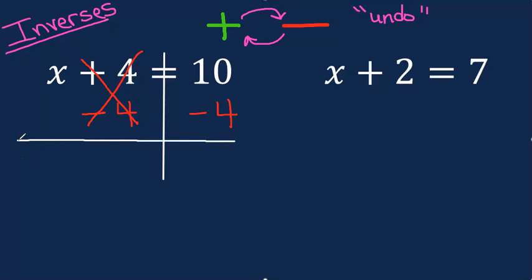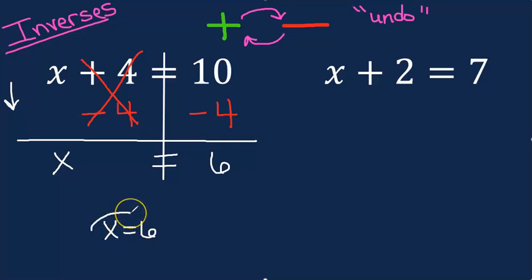I can treat this now like a vertical addition problem. X plus nothing is x. 4 minus 4 is 0, so that just disappears. Our line, remember, is always going to represent our equal sign, and 10 minus 4 is 6. So therefore, the answer that we get for this problem is x equals 6, like this.